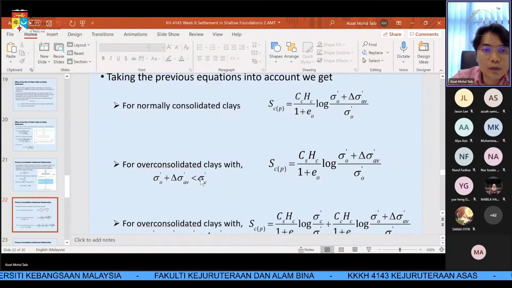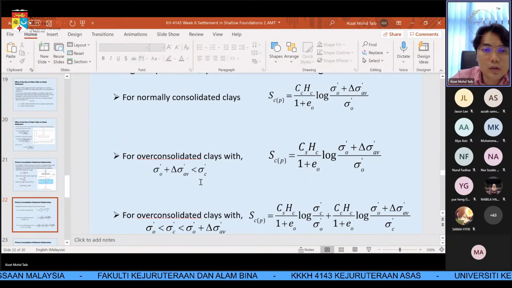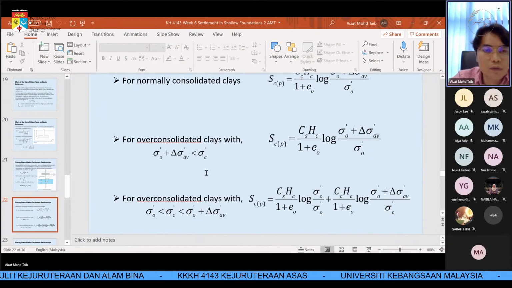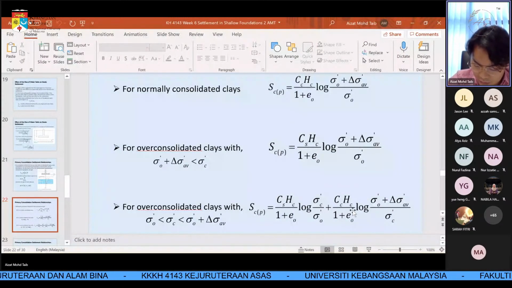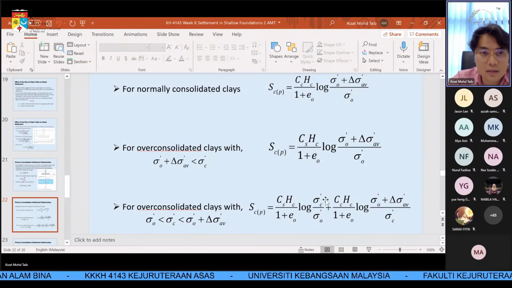Okay, so kalau kita ada over consolidated clay, okay, so when your apa namanya, for OCR lah, so for OCR is more than 1, okay, so you have to include, okay, dekat sini, so you have your Cs, okay, so your Cs is your compression index, okay, compression index, okay, and then kalau over consolidated clay, for the other part, okay, you have to include Cc, which is your compression index. Sorry, tadi Cs ni adalah swelling index.